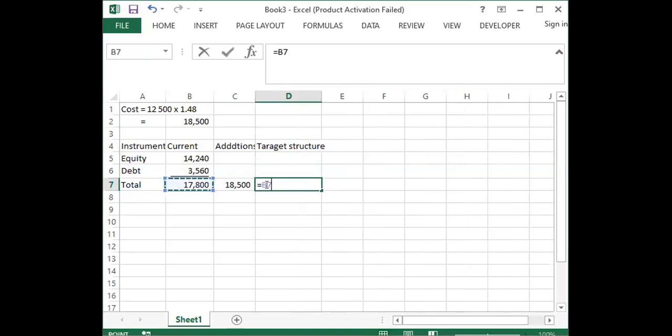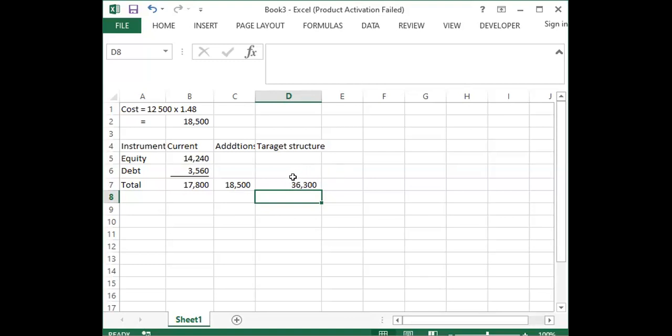You want to add the initial capital that you have to the additions, right? Obviously, this is going to be long-term funding, and we know that it can either be debt or equity. So before the additions, we had 17,800, and then you wish to add to your capital 18,500. If you add 18,500 to 17,800, this is what you get, 36,300.